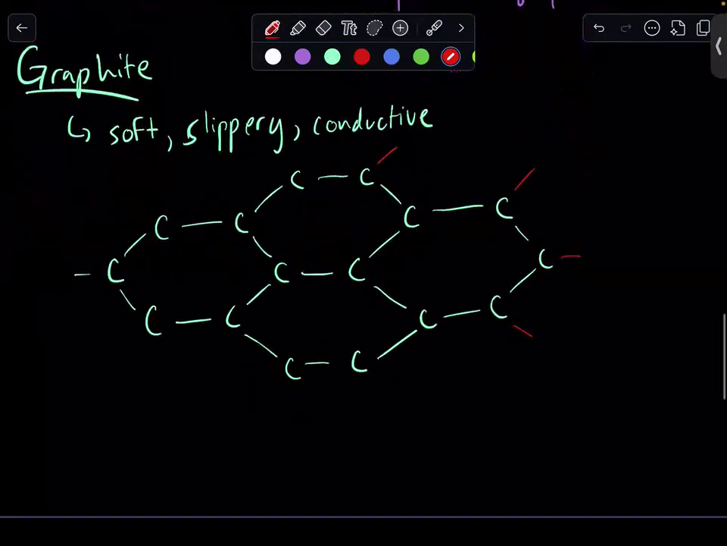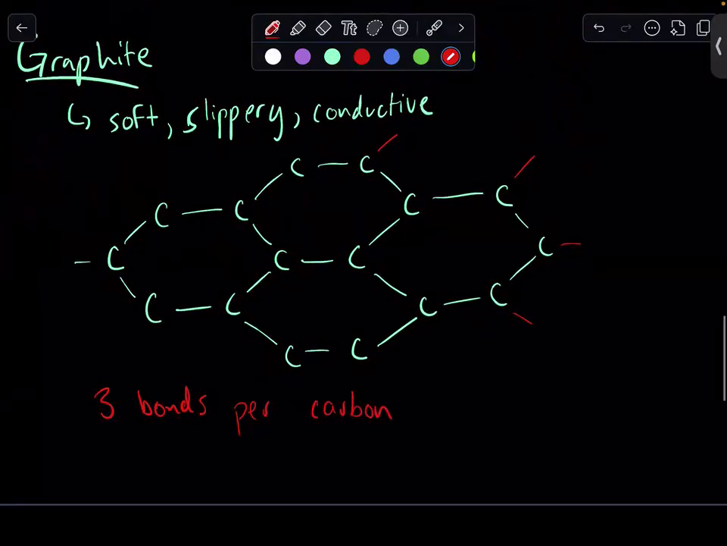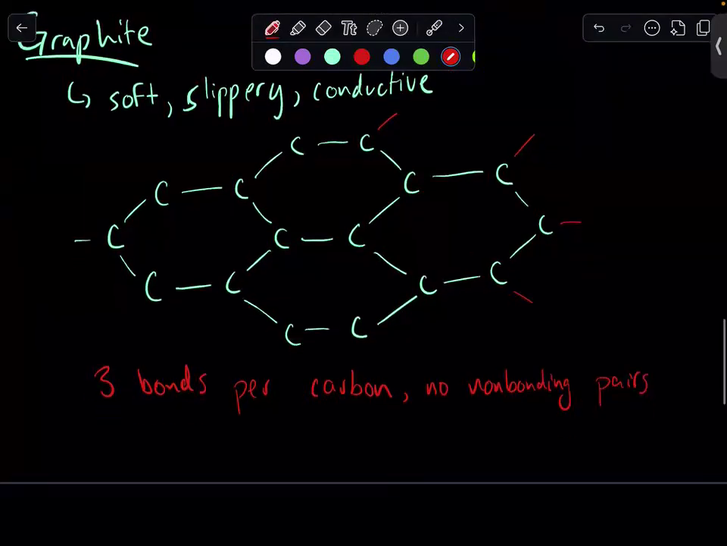So we have 3 bonds per carbon, and that would leave 1 extra electron. Carbon has 4 valence electrons, so 3 bonds with no non-bonding pairs, which creates a trigonal planar shape. We get a bond angle of 120 degrees.